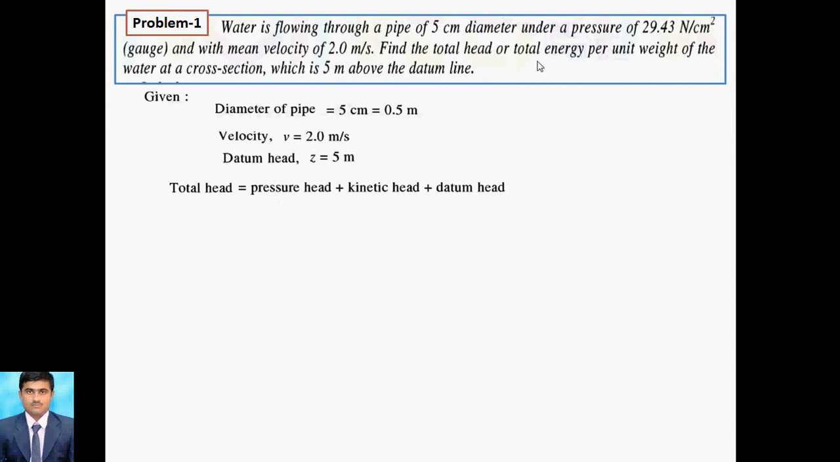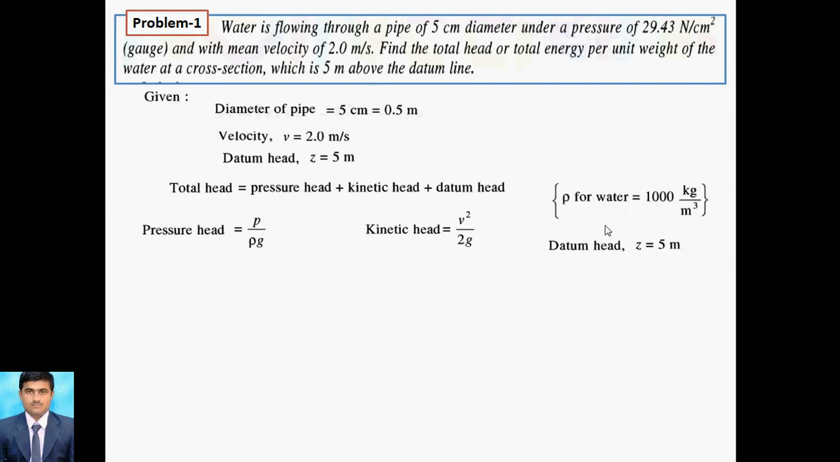First of all, we look at the total energy, or total head, that is pressure head, kinetic head and datum head. First, the pressure head, that is P by rho g, where P is 29.43 Newton per centimeter square. Kinetic head is V square by 2g. Datum head, Z, is directly 5 meter.